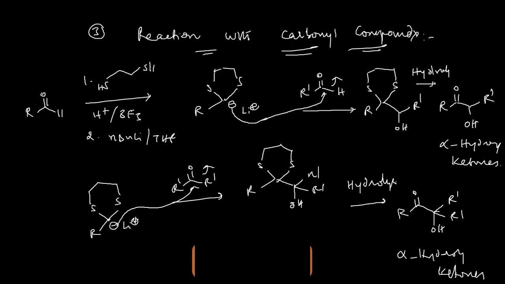And the third example is the reaction of lithiated 1,3-dithiane with the carbonyl compound. With the carbonyl compounds, this lithiated 1,3-dithiane acts as a nucleophile, it undergoes nucleophilic addition reactions with the carbonyl compounds, which gives you alpha hydroxy ketones, with either aldehydes or ketones. Okay, so in this way you can synthesize alpha hydroxy ketones.